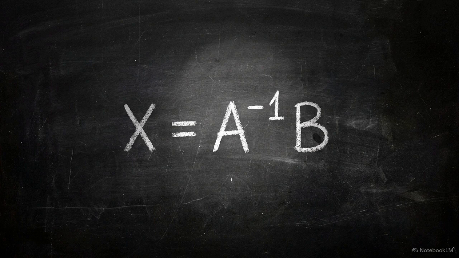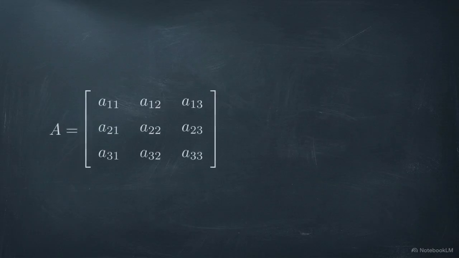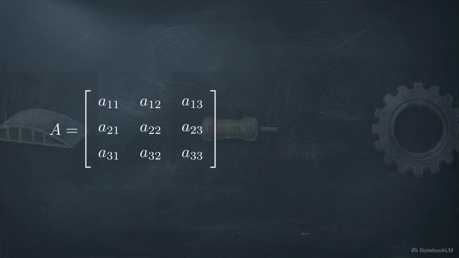The computational objective across these fields is identical. To isolate X, we must mathematically invert matrix A. This process of matrix inversion is what allows us to solve for the state of a system based on its physical properties. To do it accurately, we have to look at the internal structure of the matrix itself. This is a generic 3x3 matrix, A, which we will use to represent our physical constraints.